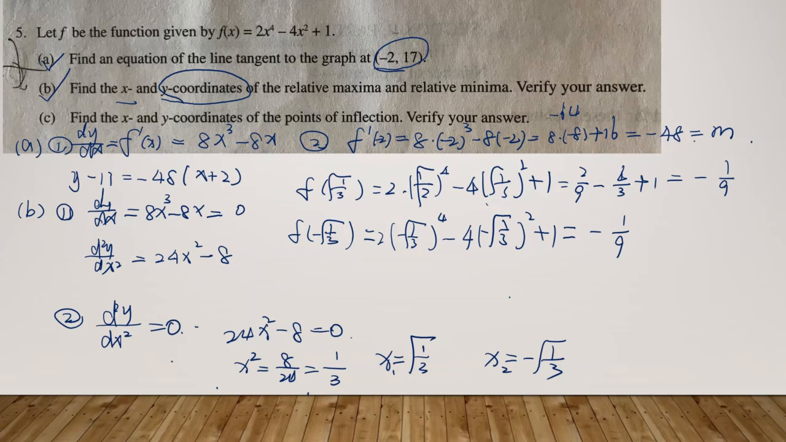So the 2 points of inflection are, first one, the square root of 1/3 and negative 1/9. The second one is negative the square root of 1/3 and negative 1/9. Okay, that's the answer of question C.